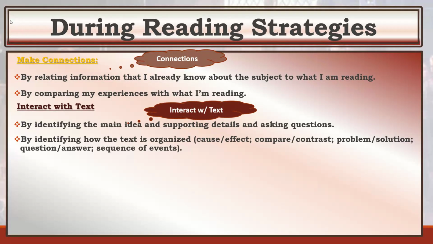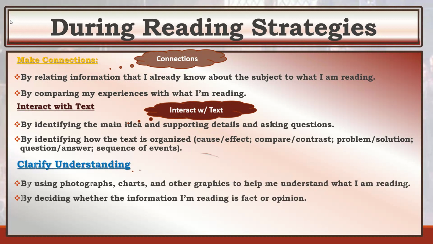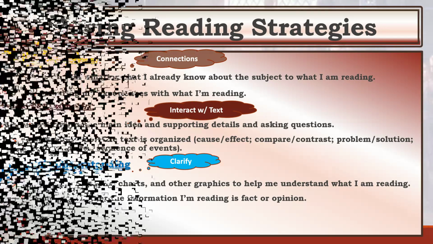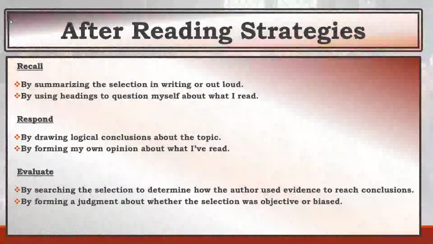We should also ask questions about the reading. How's it organized? Cause and effect, compare, contrast, problem, solution, question, answer, sequence of events. We're looking for those types of things, the organization within the reading, as we go along. And finally, we're clarifying understanding, using photographs, charts, and other graphics to help understand what you're reading, by deciding whether the information you're reading is fact or opinion. With that one, we tend to use it more with document analysis, but you can also do it when you're reading here.